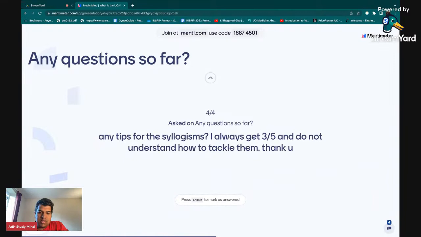Any tips for syllogisms? I always get 3 out of 5 and do not understand how to tackle them. Okay, so some of the decision-making questions. This is a good question. Again, thank you very much. You have 5 options. So in decision-making, something that's a bit annoying at times is you have 5 questions. If you get 4 out of 5, you get half a point. If you get 3 out of 5, sometimes you don't get any points for that. So yeah, it gets a bit hard in that sense.